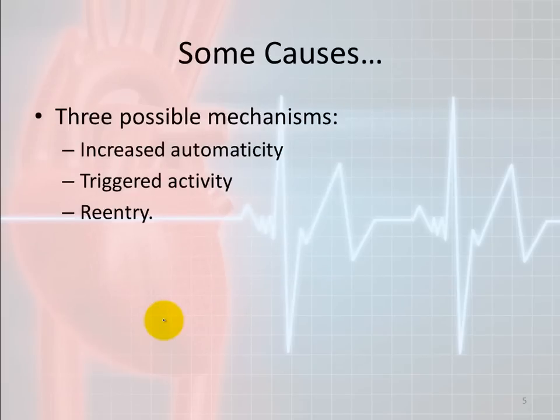So there are some causes that occur in atrial rhythms. There's all of the different atrial rhythms, and a couple of different things that would cause them, and we're going to go over each one of these. Increased automaticity is one of them, a triggered activity, and then a reentry phenomenon, and we're going to go over each one of those.